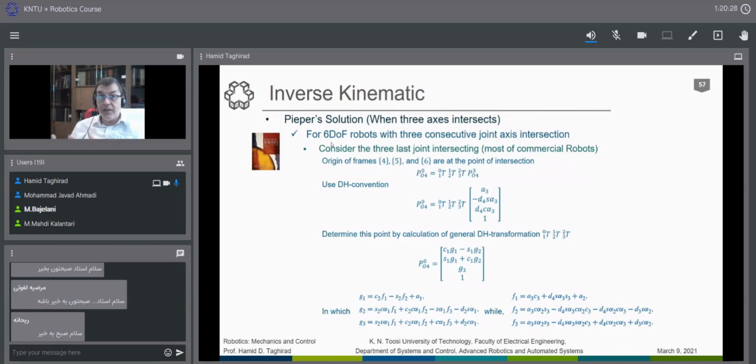The general way is written here. Of course, we should do some examples. I give the general method here, and then in the next session, I will go through some examples. Here you see that if this is the intersecting point, my wrist is important. We call it O4. The point of intersection, the origin of frames 4, 5, 6, are all the same. So PO4 with respect to 0, the position of this, we can find in terms of these consecutive terms, as Zahra told us.